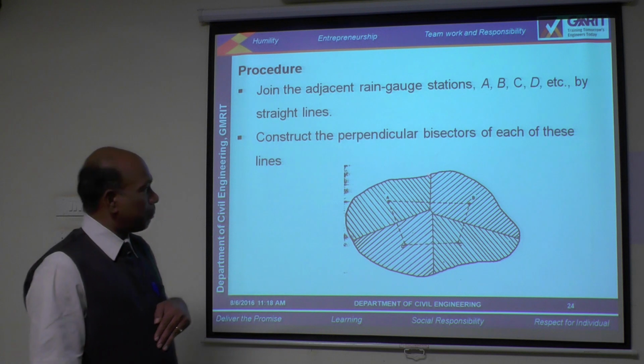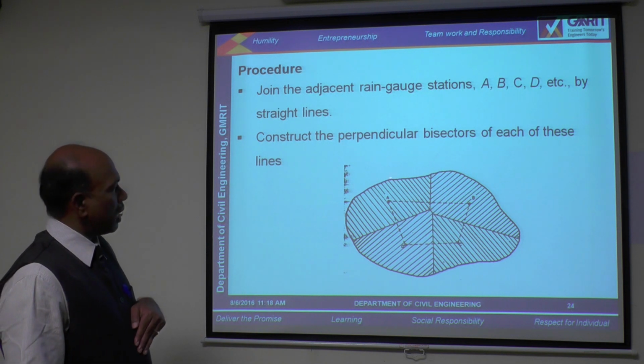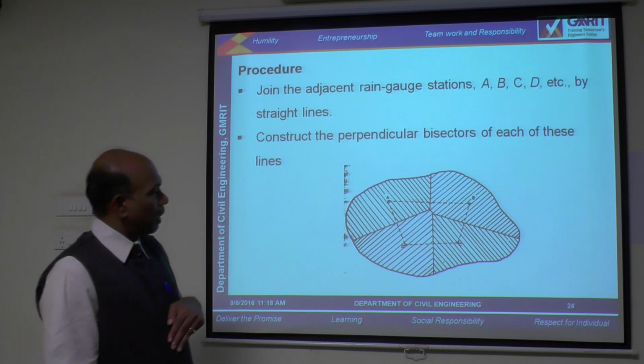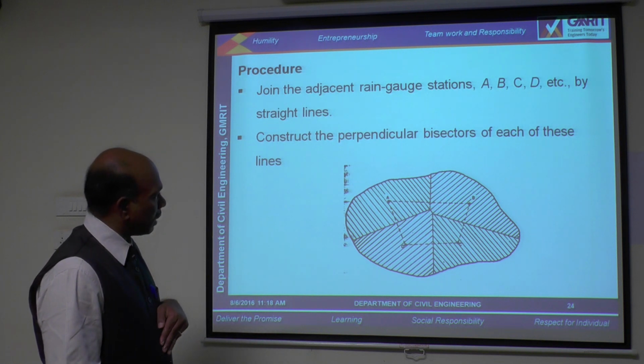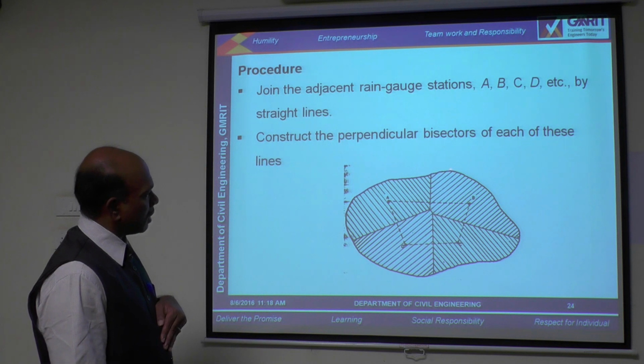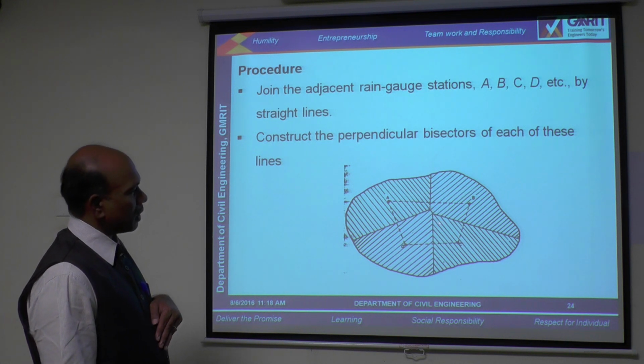Then these lines are bisected by lines. This is one bisector line, this is another line, and another. Then join them to the catchment boundary like this. Then this entire area is under this rain gauge station, this entire area is under rain gauge station B, this entire area comes under rain gauge station D, and this entire area comes under rain gauge station C.